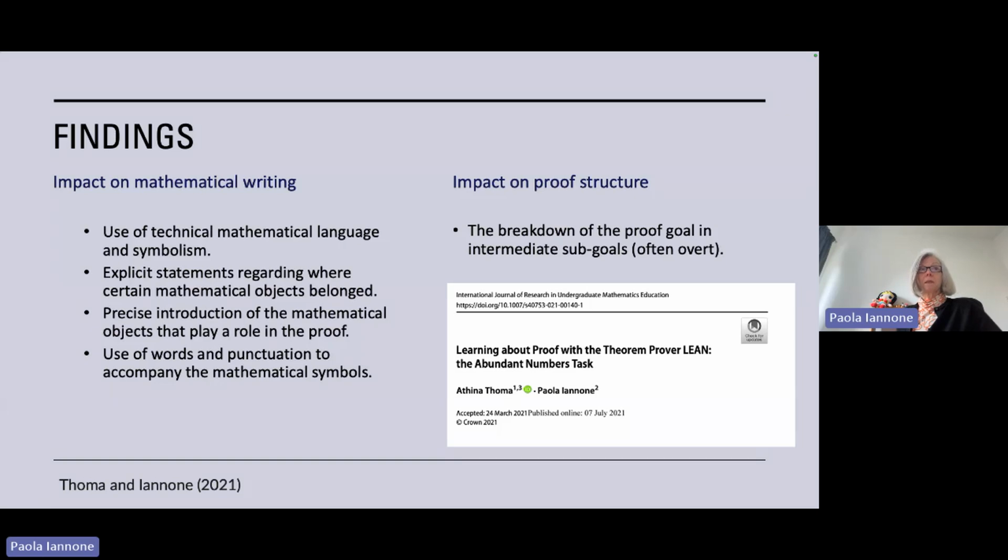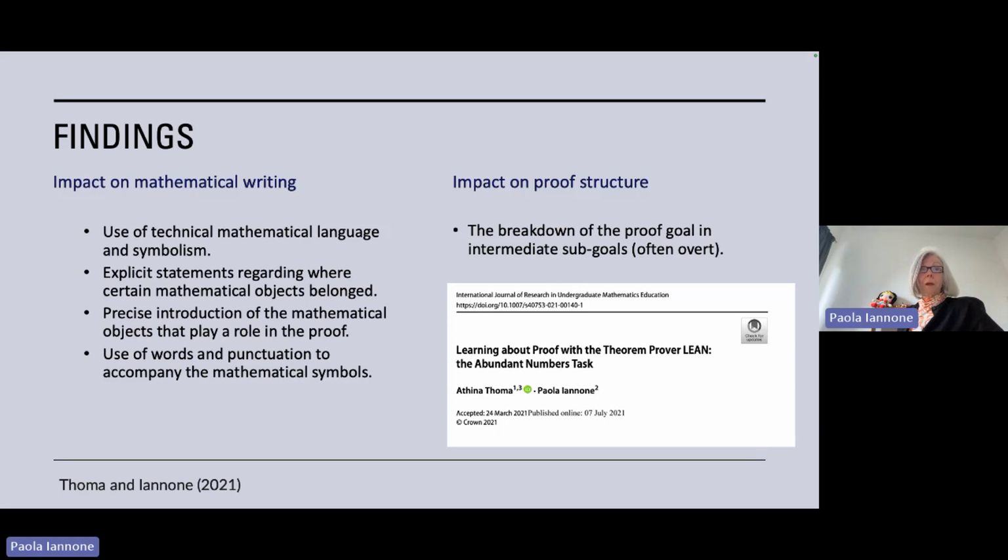So, for example, it manifested in explicit statements regarding where certain mathematical objects belong. I've marked a lot of calculus course exams in the past couple of years because of my job. And one of the things that I never see is students introducing a mathematical object or variable and telling me what this is. So I will find something that has got to do with n, but I will never see "let n be a natural number" or something like this. This was quite frequent in students that used Lean.